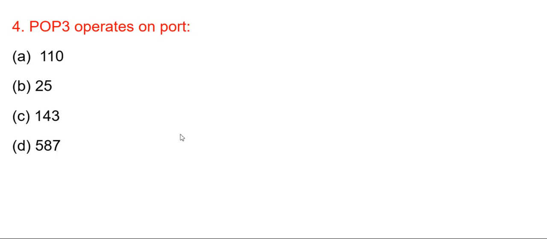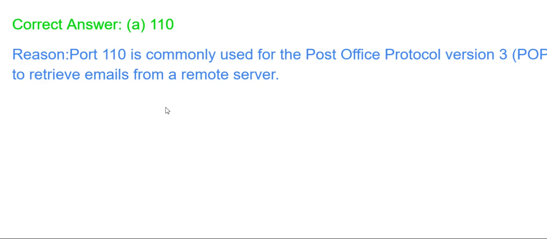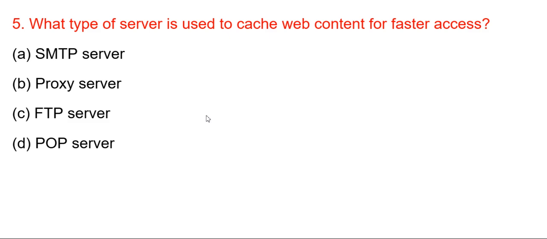And the fourth question is, POP3 operates on port, post office protocol. So the options given are 110, 25, 143, 587. Pause the video and try the answer. And the correct answer is A, 110. Reason: port 110 is commonly used for the post office protocol version 3, where 3 represents the version, to retrieve emails from a remote server.